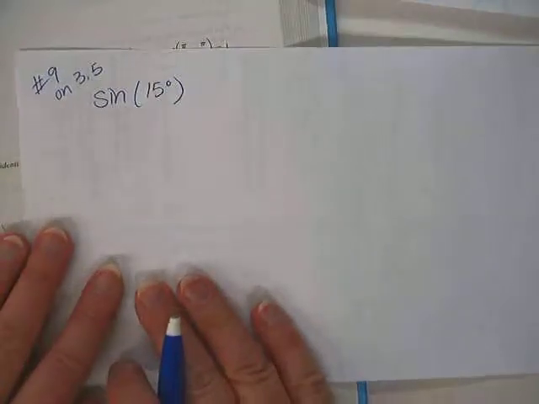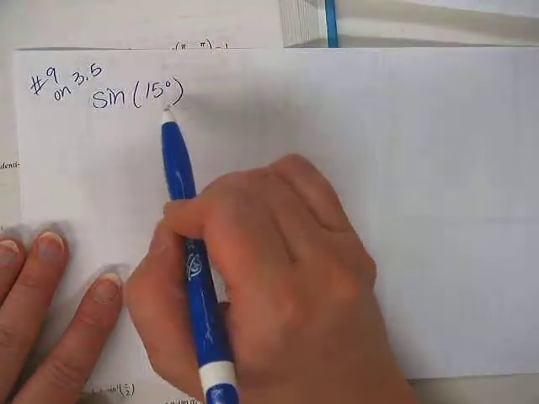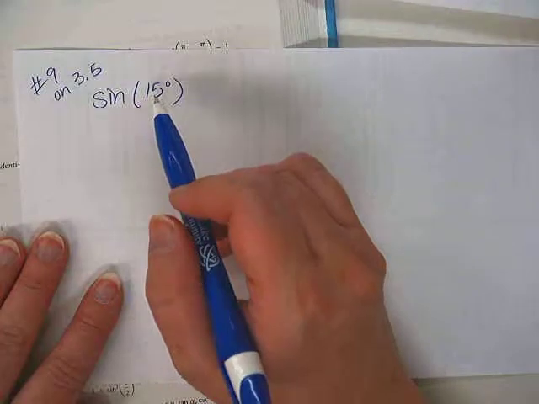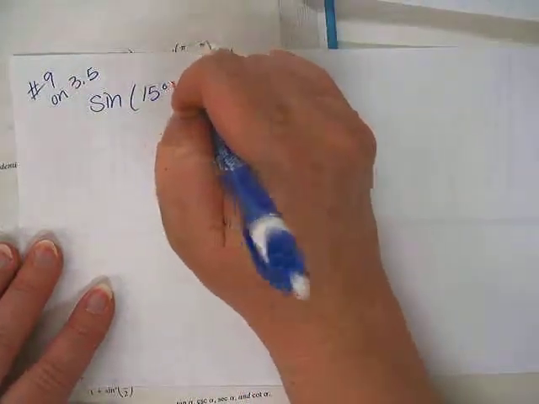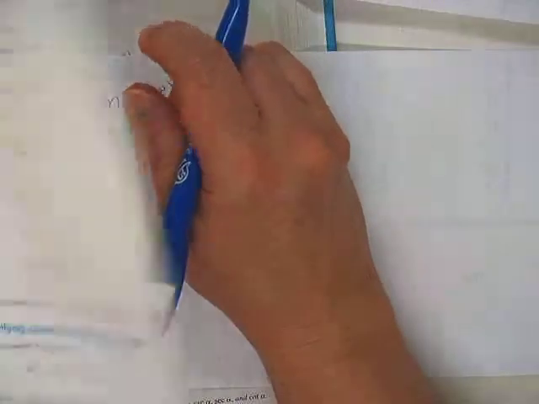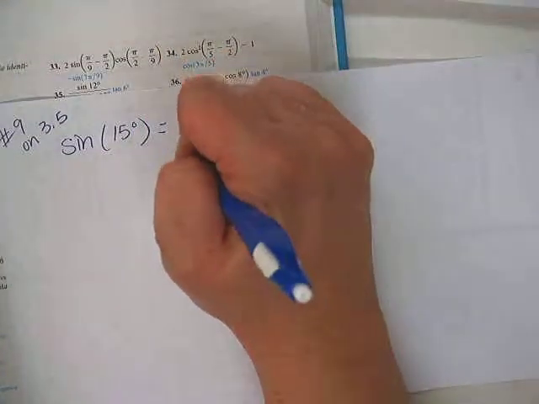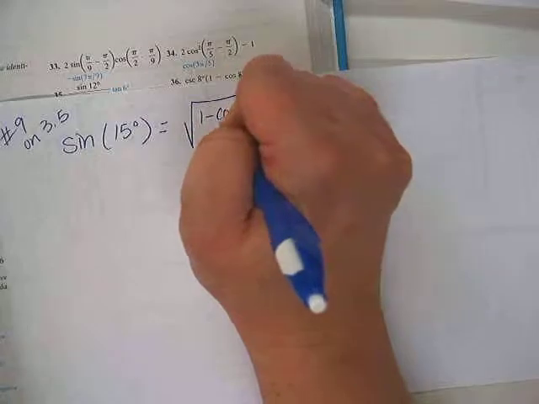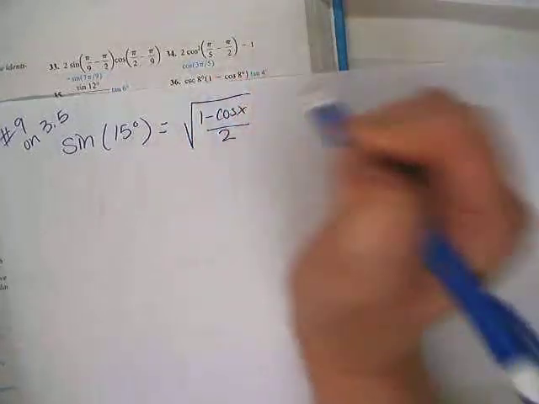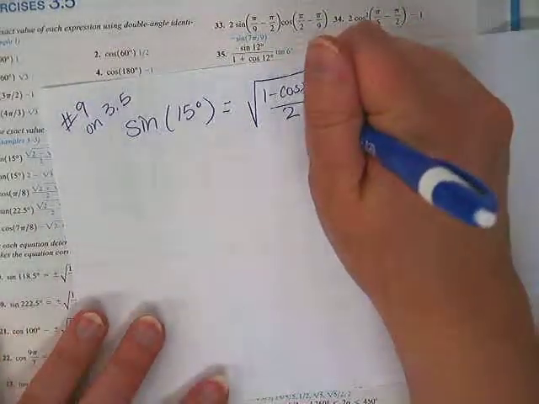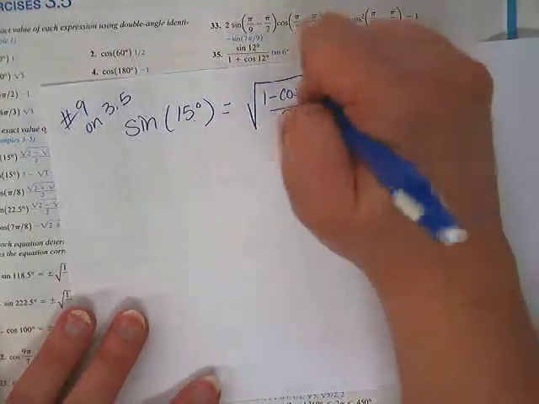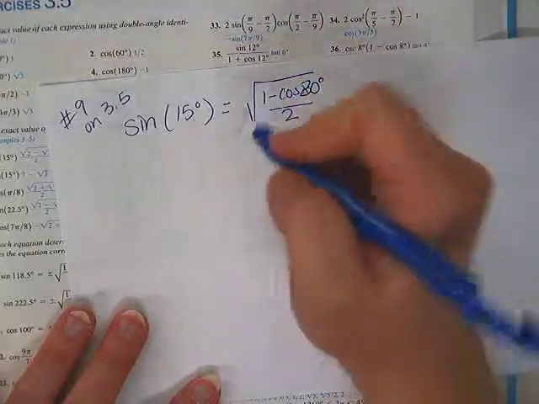Okay, if we want to find the sine of 15 using a half angle identity, then we would use the 30 degrees with our half angle identity for sine. So the half angle identity for sine would be the square root of (1 minus cosine x) over 2, right? So what angle would go in place of x if we're trying to find 15? We would put a 30 in there.